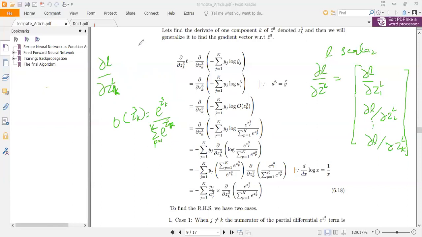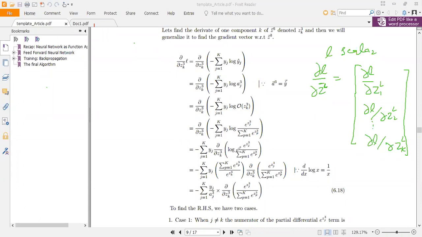Now you can take the differentiation inside the summation, because the differential of the sum is equal to the sum of the differentials. However, yj is constant, so you can pull it out. So now you can differentiate this part here. Now this is again the chain rule.